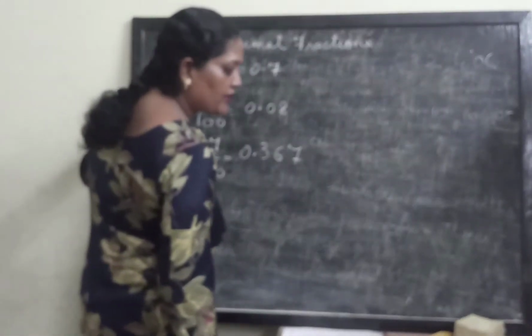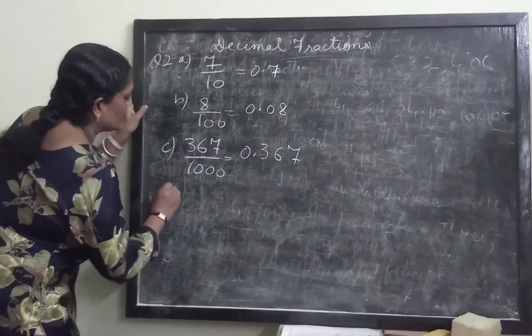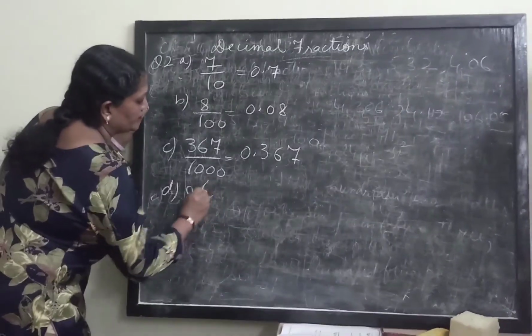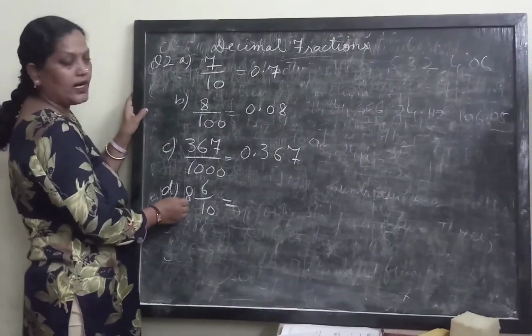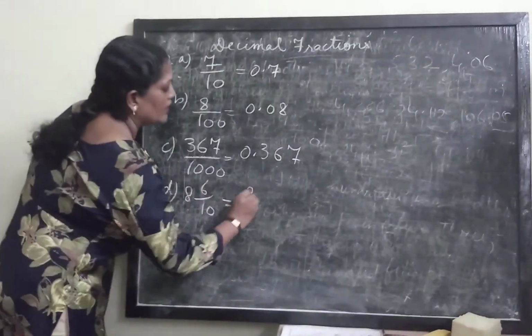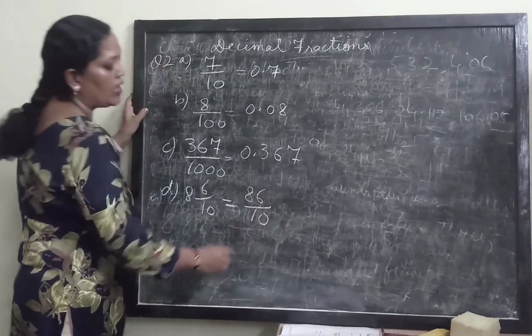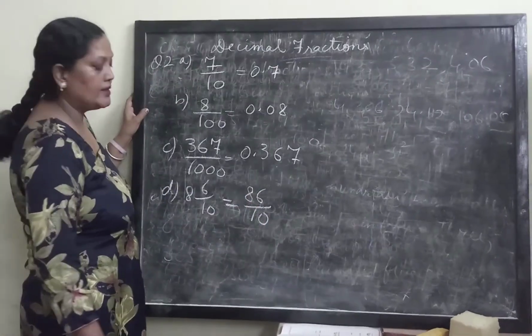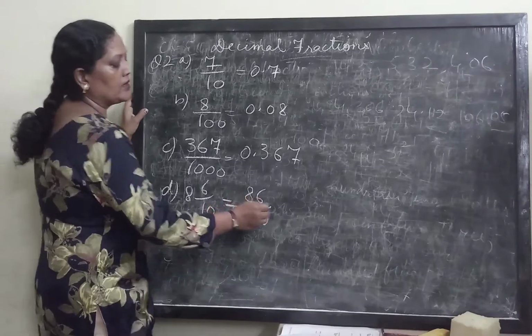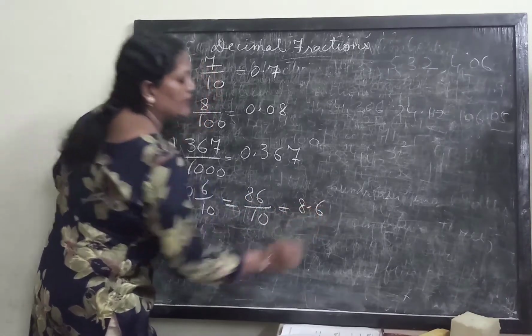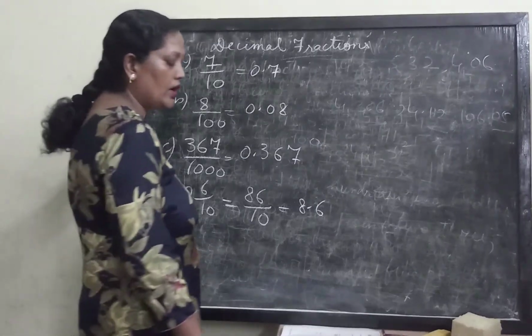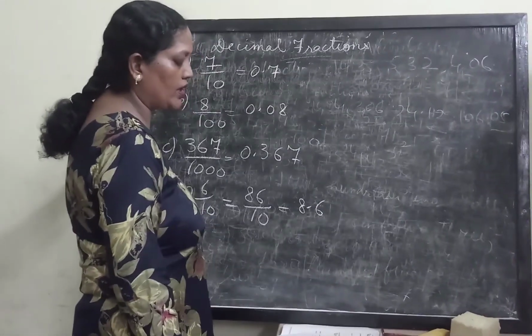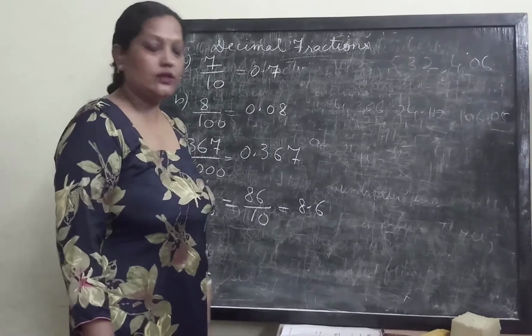If you have a mixed fraction, 8 and 6 over 10, first change it into an improper fraction. 10 times 8 is 80, plus 6, 86 over 10. How many zeros in the denominator? 1 zero. From the back, one digit. That is 8.6. Understood all of you? Similarly, third question: write the following as mixed numbers. Now decimal fractions are given. You have to change them into mixed numbers.